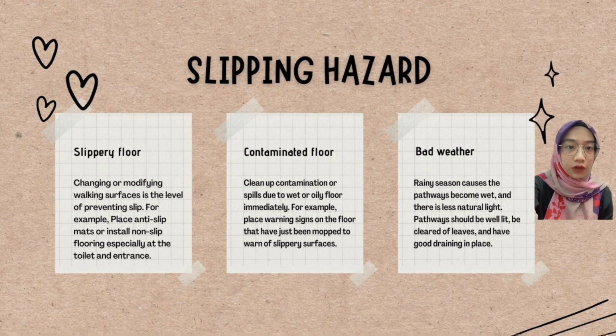I will continue with slipping hazard. The first one is contaminated floor. In workplaces where the floor may be oily or wet, or where workers spend considerable time outdoors, prevention of fall incidents should focus on cleaning up immediately.